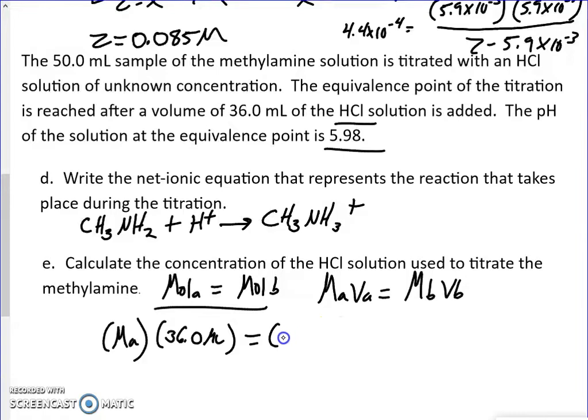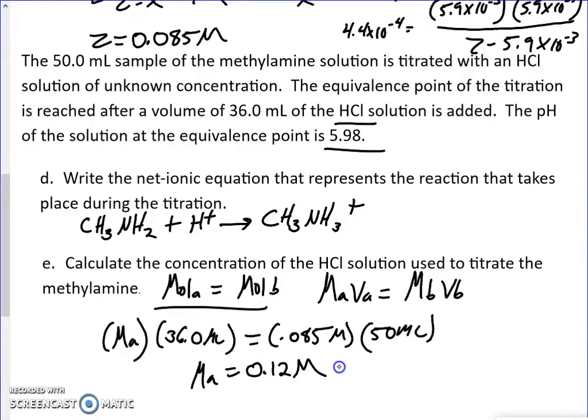Well, the molarity of the base we already calculated is 0.085. Remember, we got that from up here. That's what we just calculated in part C, if you remember correctly, molar. And we know we used 50 milliliters of it in this titration. So now from here, we just solve for the molarity of the acid, which gives us 0.12 molar for the HCl solution. Not too bad. All right, let's keep going.